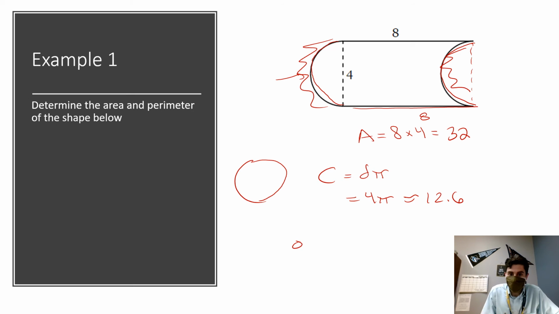So we just need to add 8 plus 12.6, and we can see that we get 28.6, and that is our full perimeter. So this was our area, and then this is our perimeter.